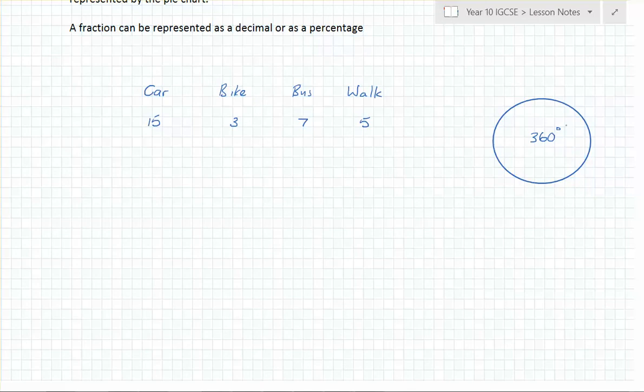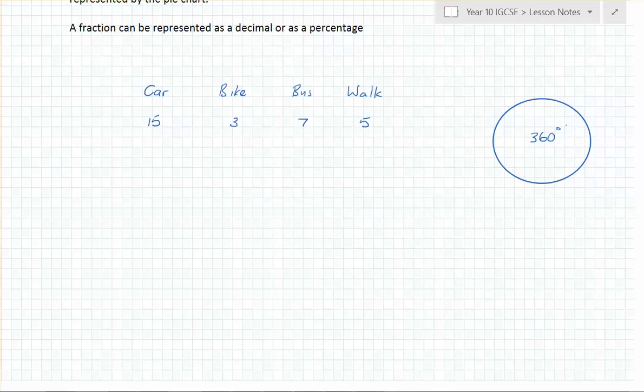Right? The section for car needs to be how much bigger than the section for walking? So how many walkers fit into the number of cars? 3 times as many, yeah. So the car section has got to be 3 times as big. The bike section, how many of them fit into a car section? 5 times. So we've got to try and maintain that proportion. So we've got to be able to work it out.